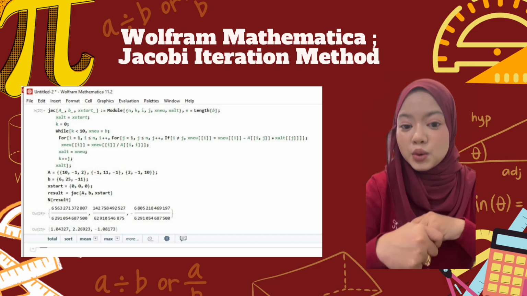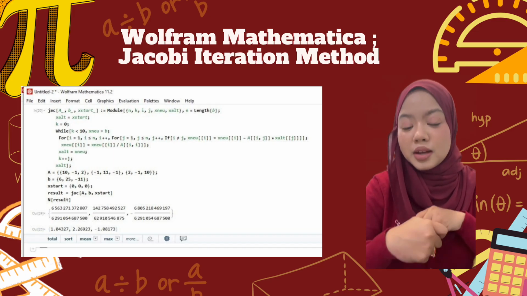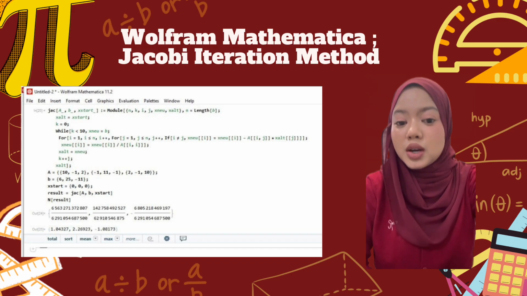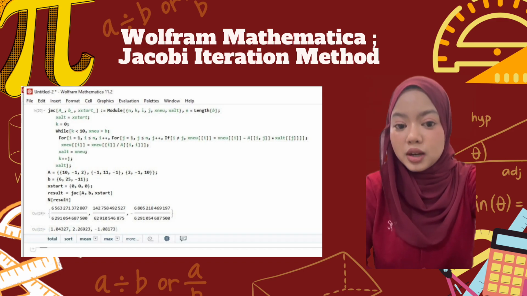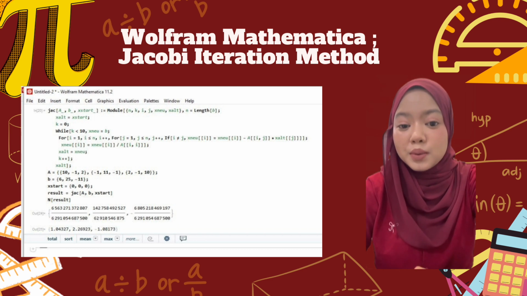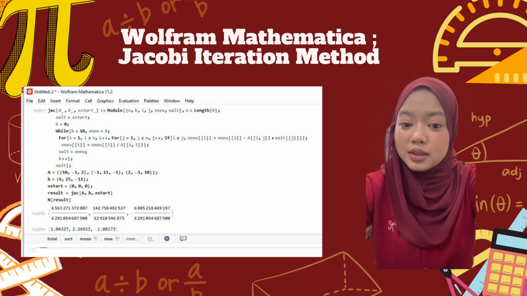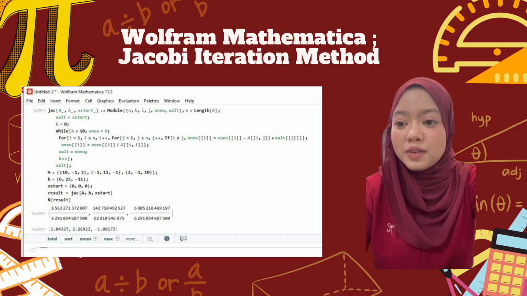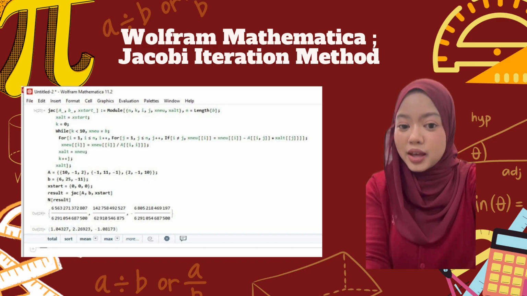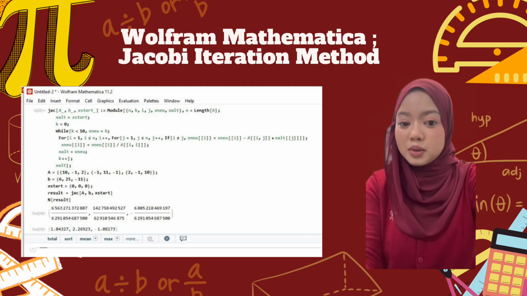So, other than using hand calculation, we can also solve a system of linear equations by using the Jacobi iteration method and Wolfram Mathematica. So this is how we solve it by using Wolfram Mathematica. The first input A is the coefficient matrix for the system of linear equations. The second input B is the constant vector of the right hand side of the equation. And the third input is x, which is the initial guess, which provides the starting values of the iterations. So we have to press Shift+Enter, and then we obtain the output, which is an approximate solution vector.